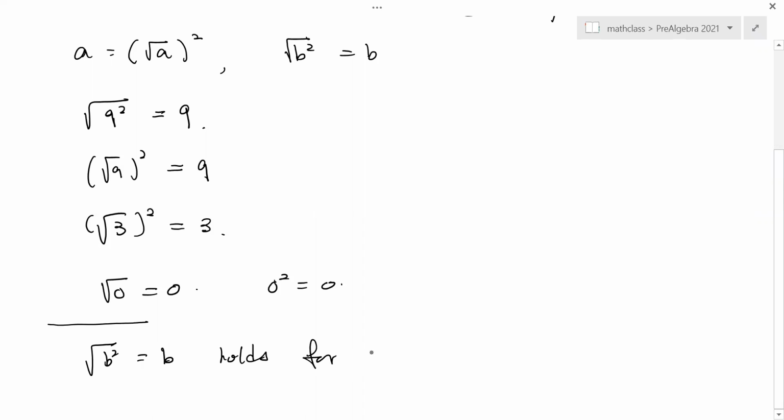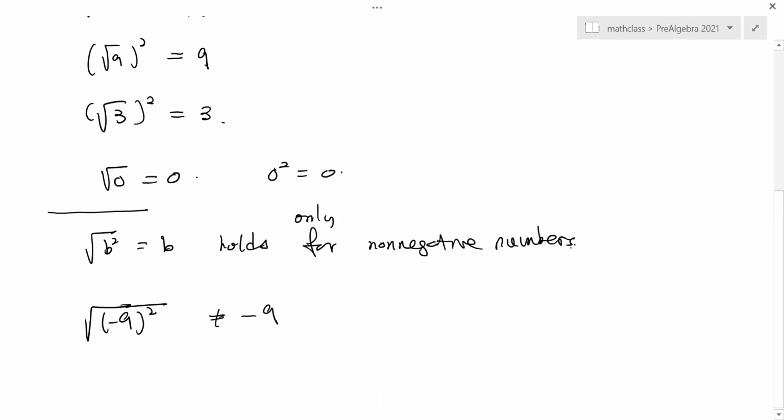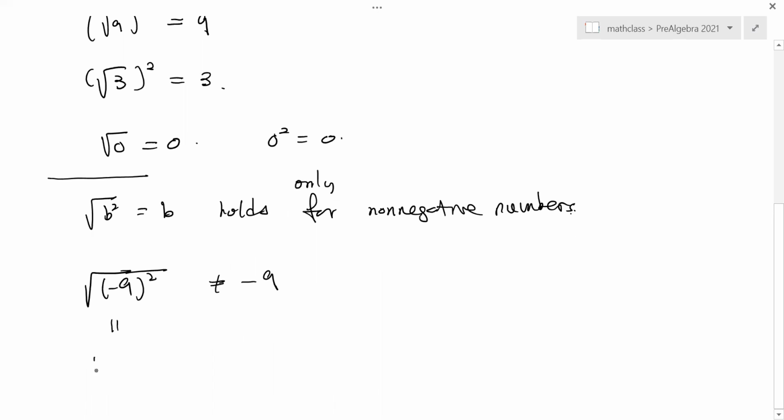How about square root of (-9) squared? Square root of (-9) squared is not going to be -9. It's not guaranteed, because we cannot apply the above formula to this problem. So what you should do is compute (-9) squared, which is 81, so the square root of 81 gives 9. So the answer is 9.